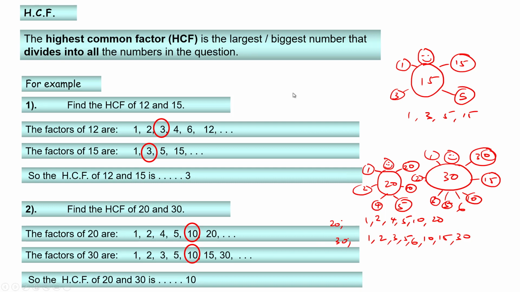Okay. So what I want you to do is copy this page down. We've got 2 examples here. So copy this into your books. And hopefully you've already got number 2 because you've done that. So you only need to copy number 1 then. When you're ready, we're going to look at the lowest common multiple.